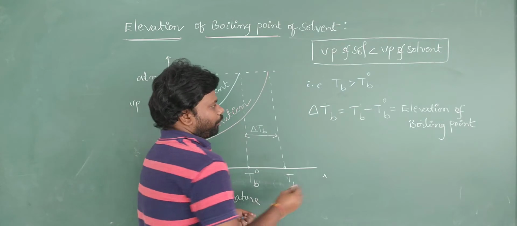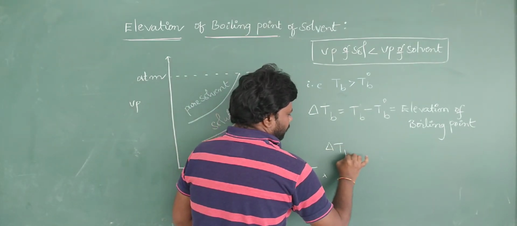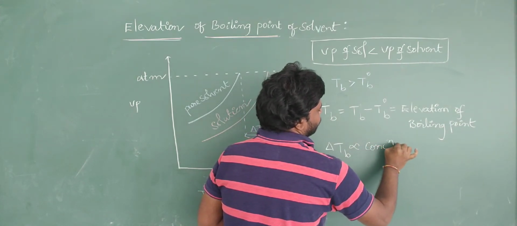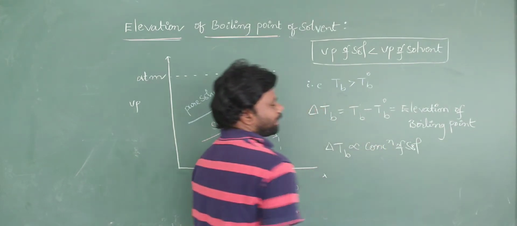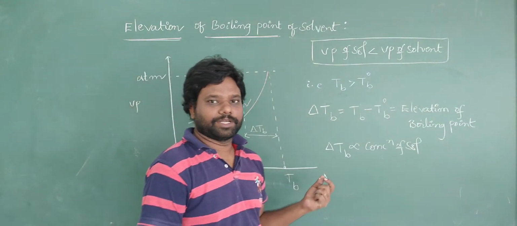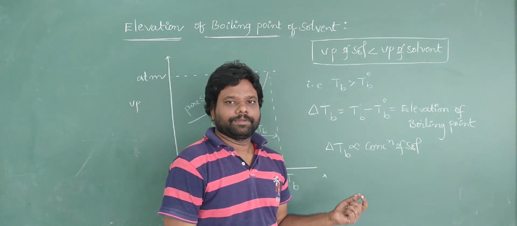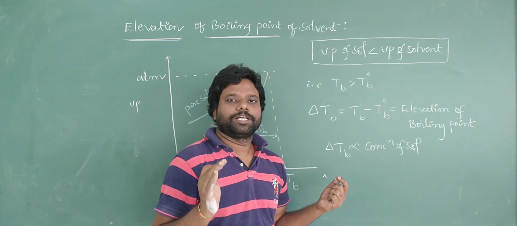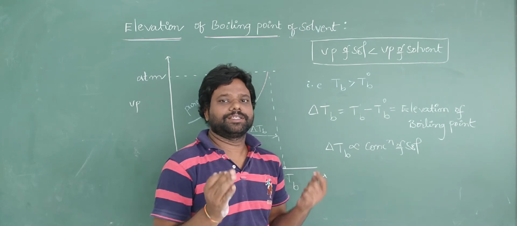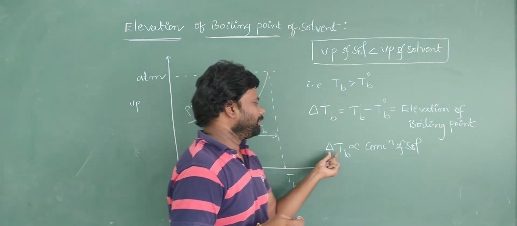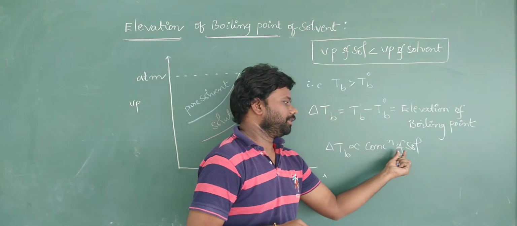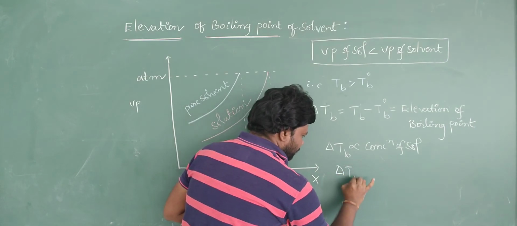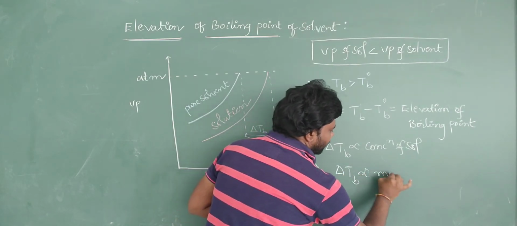The elevation of boiling point, delta TB, is directly proportional to the concentration terms of solutions. There are several concentration terms: molarity, molality, mole fraction, mass percentage, and volume percentage. Here delta T is directly proportional to the concentration of the solution. Now I am telling you delta TB is directly proportional to the molarity concentration.